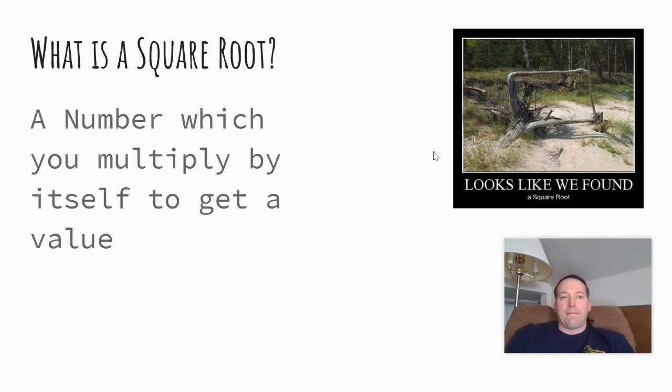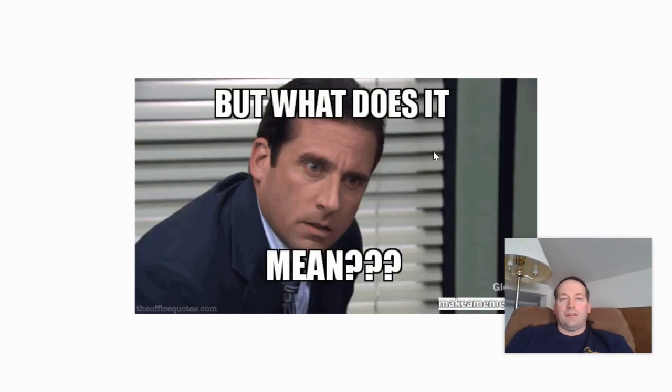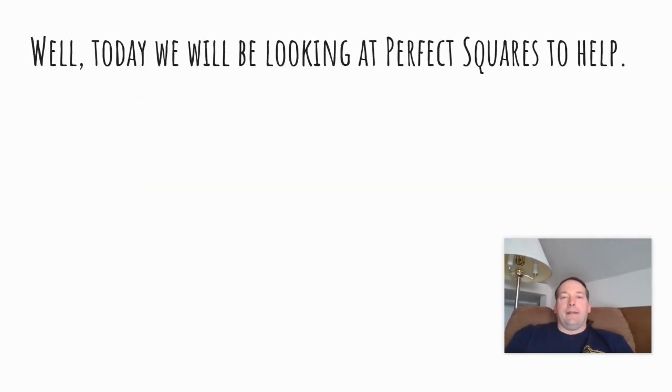Basically, yeah, no, it's not that. It's a number which you multiply by itself to get a value. Okay, what does that mean? All right, so let's think about what we did with that first square. The first square had an area of 81. And we needed to know what did we multiply by itself to get 81. So it was 9, because 9 squared is 81.